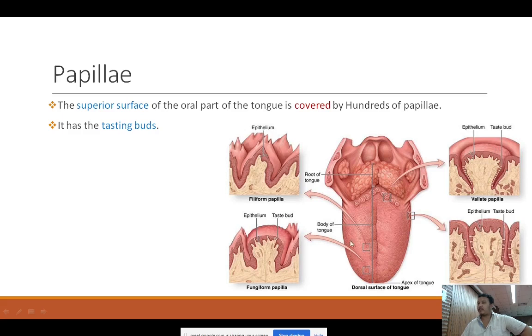The locations are also different. The filiform papilla is the most common and is present all over the surface of the tongue. The fungiform papilla is found mostly towards the tip of the tongue, also towards the edges. The foliate papilla is the most rare and is found towards the posterior part of the tongue on the side, in the corner. And the circumvallate papilla is present in a single layer in front of the sulcus terminalis.